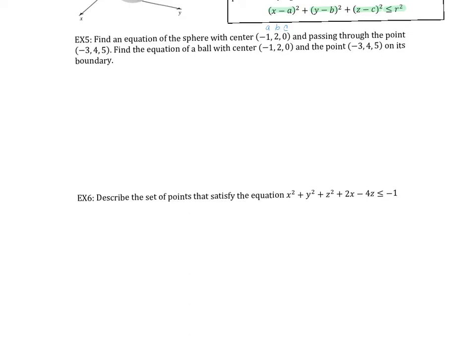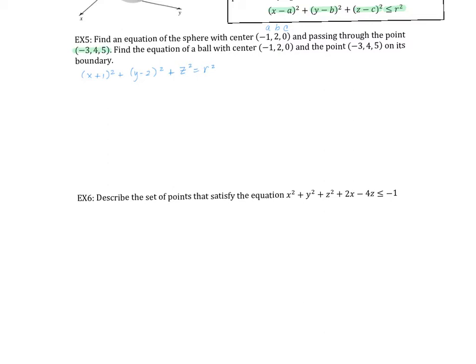So the equation is simply x minus a negative 1, or x plus 1 squared, plus y minus 2 squared, plus z minus 0 squared, so just z squared. And that's equal to r squared. So that's my equation. The problem is I need to figure out what r squared is. So I know that this is going to be passing through the point negative 3, 4, and 5.